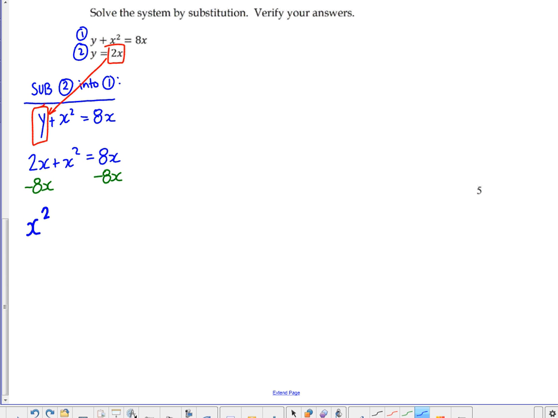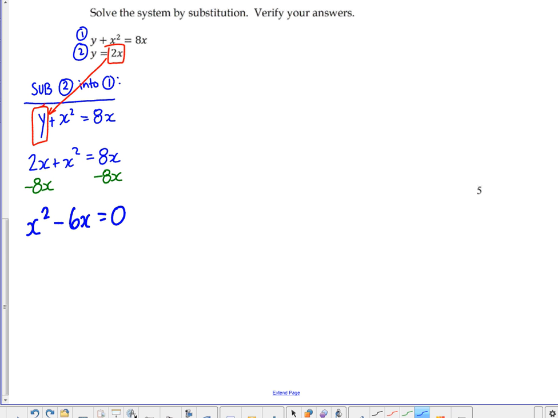Okay, x squared. What's 2 minus 8? Minus 6x equals 0. Okay, what's our next step? Always the quadratic. Factor. I shouldn't say always. Yeah, pretty much always.